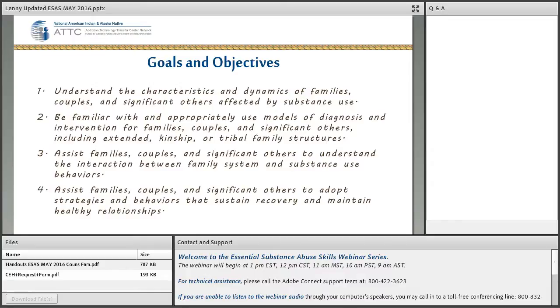So today, our goals and objectives are to understand the characteristics and dynamics of families, couples, and significant others affected by substance use. Be familiar with and appropriately use models of diagnosis and intervention for families, couples, and significant others, including extended kinship or tribal family structures. Assist families, couples, and significant others to understand the interaction between family system and substance use behaviors. Assist families, couples, and significant others to adopt strategies and behaviors that sustain recovery and maintain healthy relationships.